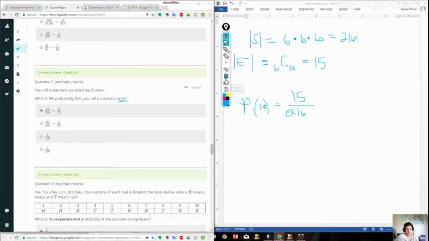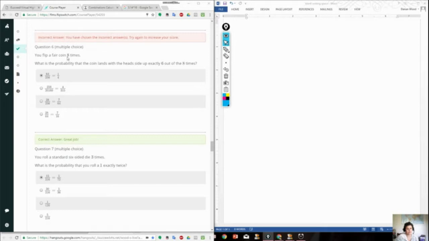Alright, so now moving on to question 6. You flip a fair coin 8 times. What is the probability that the coin lands with heads side up exactly 6 out of the 8 times? Okay, so then I'm thinking of the same thing. What is my sample space? What is the number of outcomes we could have? And I flip a fair coin 8 times. So on the first roll, I have 2 options, heads or tails.